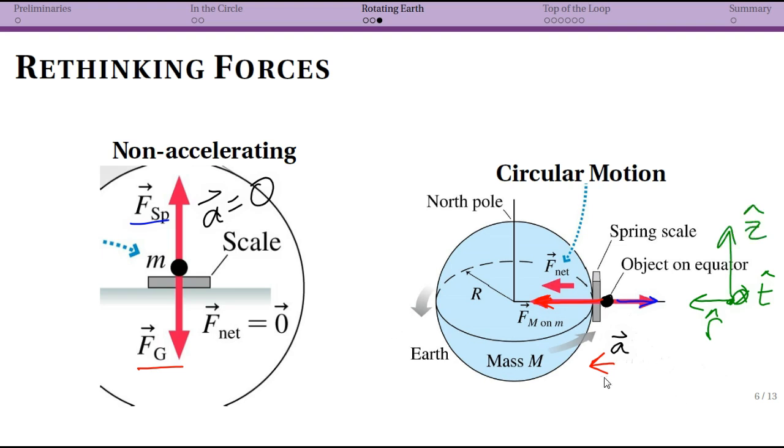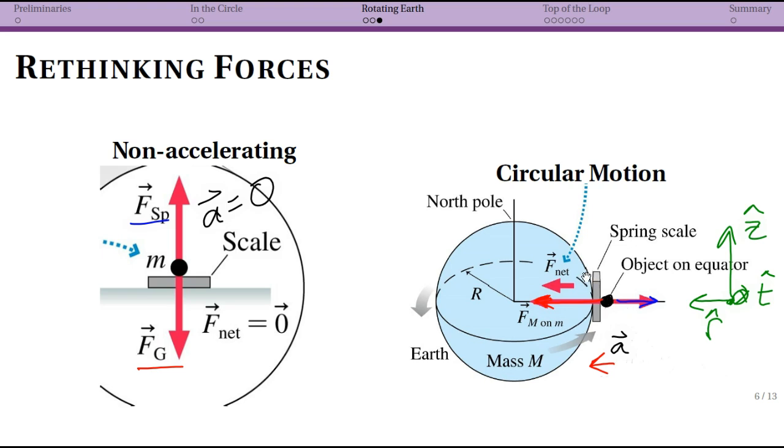So our acceleration is in the r hat direction. It's towards the center. That means we have a net force towards the center. But there are only two forces acting on our object. That is something that everyone should agree on. We have the gravitational force, and we have the normal force, or the spring scale force in this specific case.